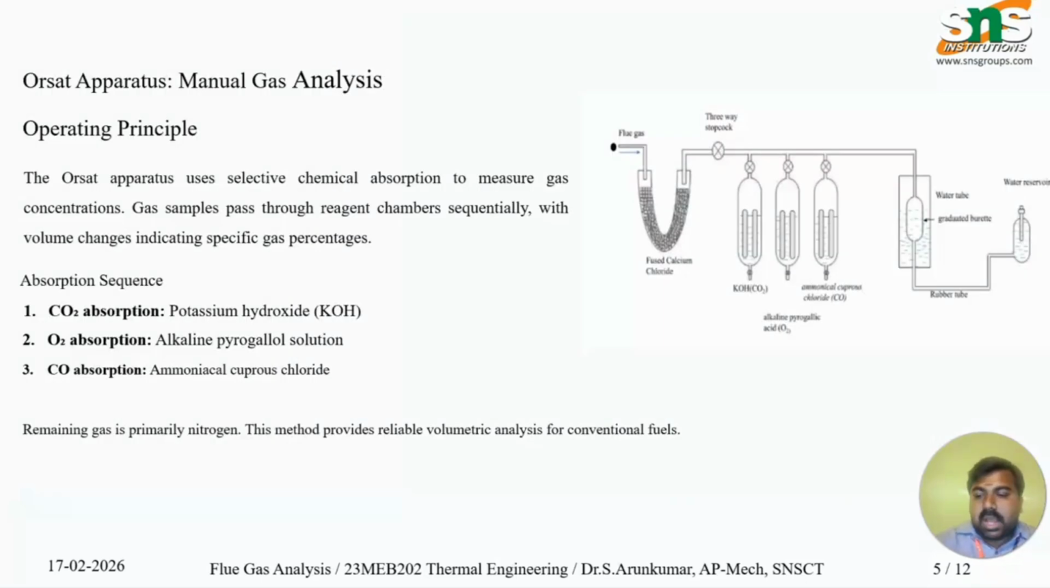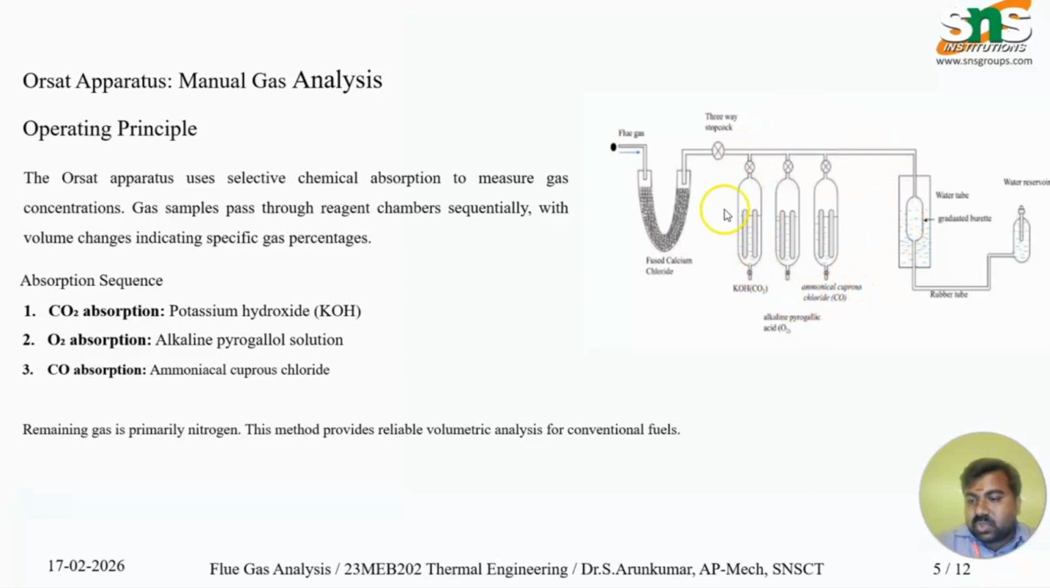So this is the Orsat apparatus. The Orsat apparatus is the device used to measure the volumetric analysis of dry flue gas. The Orsat apparatus uses selective chemical absorption to measure the gas concentrations. The gas samples pass through the reagent chambers subsequently, with the volume changes indicating the specific gas percentage.